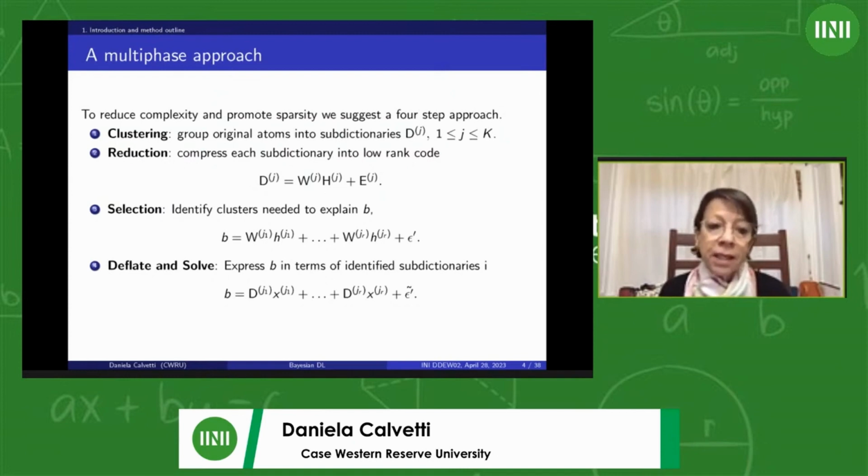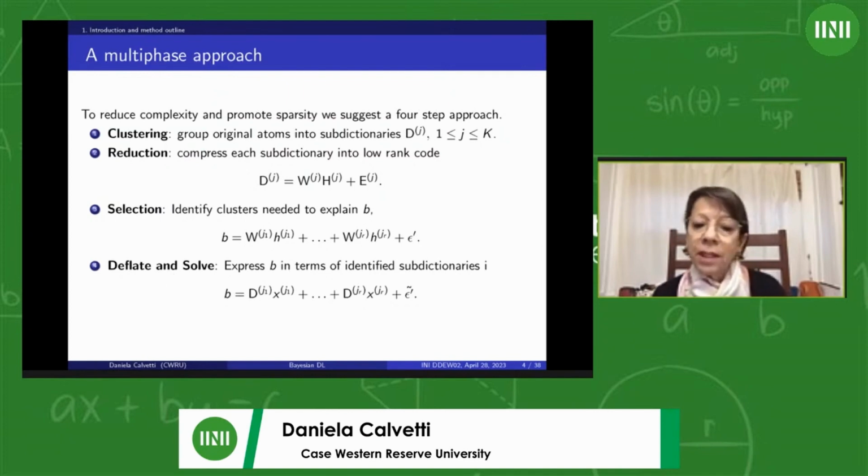So in phase 3, the task is to identify the indices of the subdictionaries that enter. It's like doing pool testing. If a subdictionary is considered to be irrelevant, it shouldn't be playing much of a role in the more costly task. And that takes us to the fourth stage here, which is a deflate and solve type of approach.